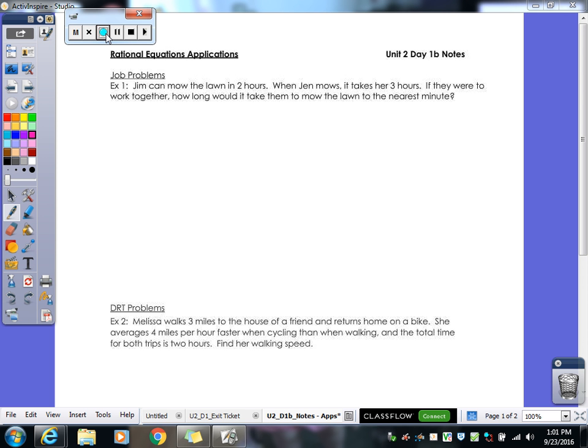So the first kind is our job problems. We call them job problems because it usually involves 2 or 3 different people and they're trying to complete some kind of a project. They're trying to mow the lawn, paint chairs, paint rooms, some kind of project is happening. So we have that Jim can mow the lawn in 2 hours. When Jen mows the lawn, it takes her 3 hours. If they were to work together, how long would it take them to mow the lawn to the nearest minute?